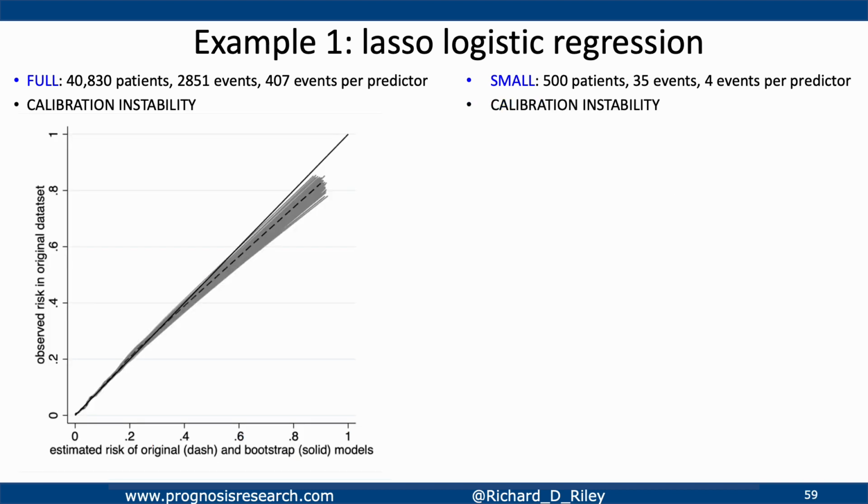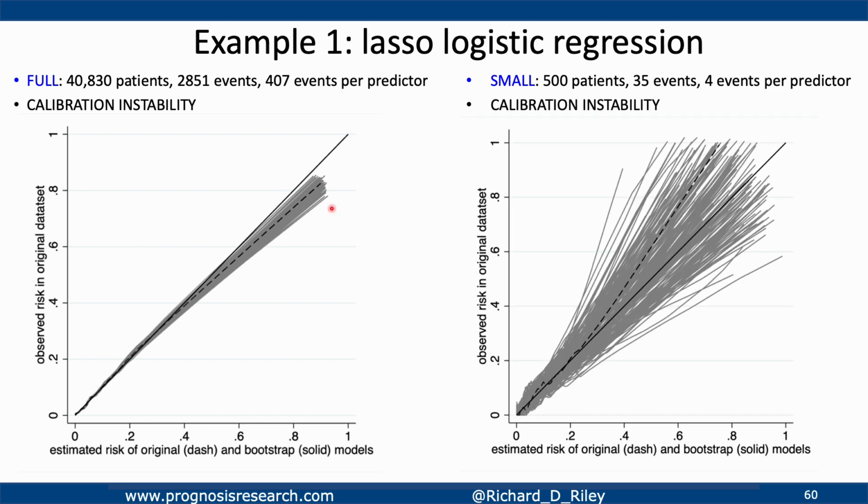What about calibration? So this is the agreement between the predicted and observed values in new data. Well, using the bootstrap process, we see that the calibration again is very, very stable across the bootstrap models when applied in the original data set. However, when the sample size is small, look at the spread of the calibration here. It's all over the place. And it's unlikely, therefore, that this model will calibrate well in new data when you've got this uncertainty.